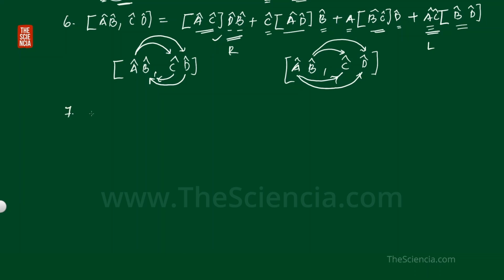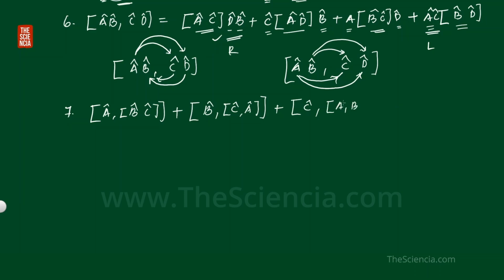Seventh property, that is commutator bracket of A, comma commutator BC, plus commutator B, comma CA, plus commutator C, comma AB, is equal to 0. This is called the Jacobi identity.